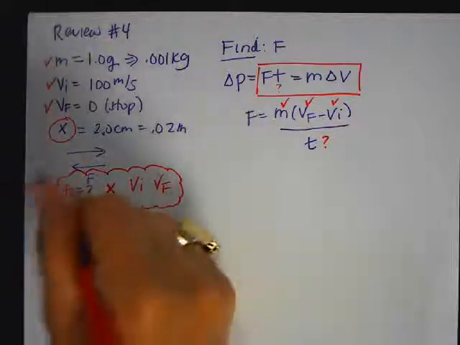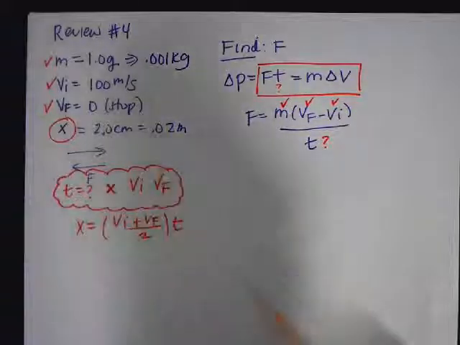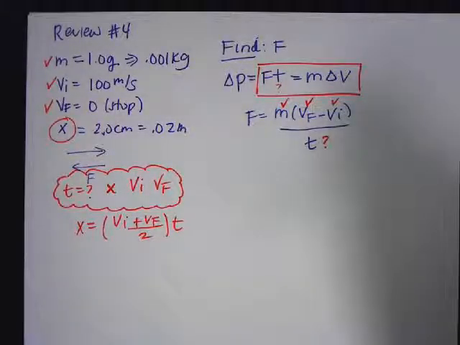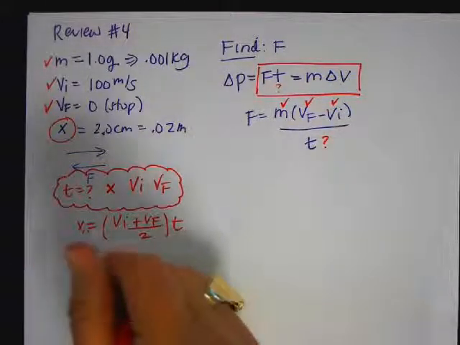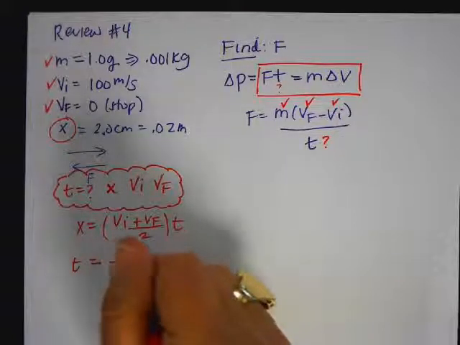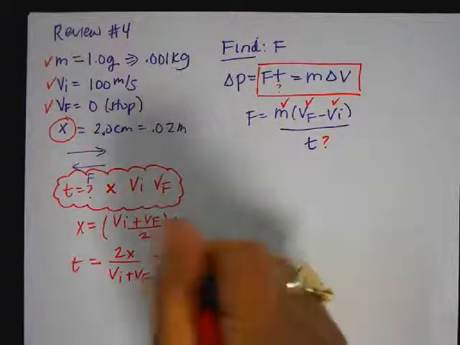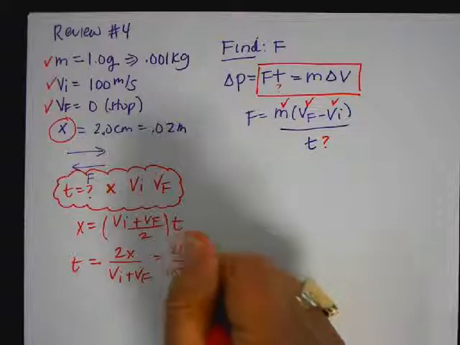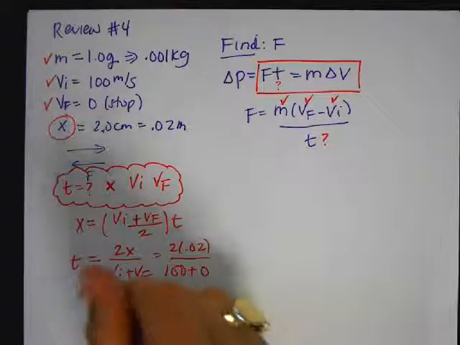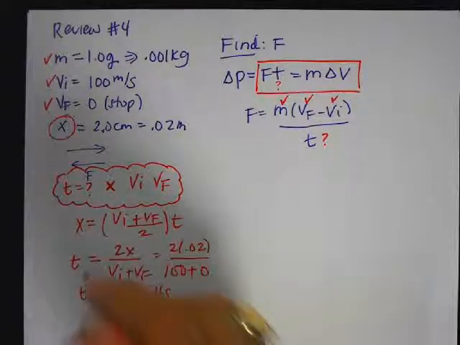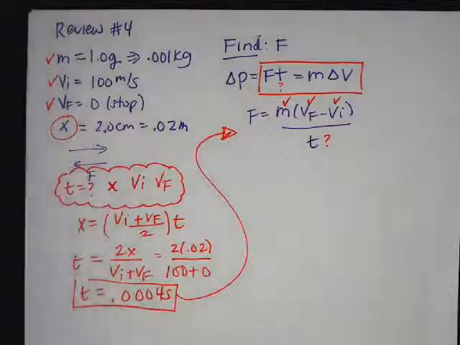So we're going to use the equation x is equal to (vi plus vf) over 2 times t. So when I do this, I'm going to rearrange the equation and solve for t. So t is equal to 2x over (vi plus vf). So it's 2 times 0.02 divided by 100 plus 0. So t comes out to be 0.0004 seconds.